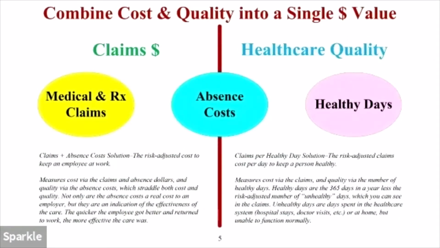So what we're going to do is combine into a single dollar value both cost and quality. And as I said, there's two ways of doing that depending on the data you have available to you. We'll always start with the medical and pharmacy claims as a cost. Then when we have the absence costs, either from the HR records or for workers' comp insurance companies, the indemnity payments paid to injured workers, we'll combine those claims costs and the absence costs based upon the total cost to get and keep an employee at work.